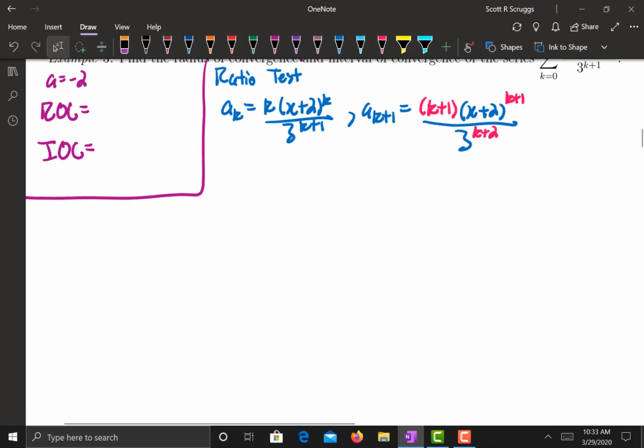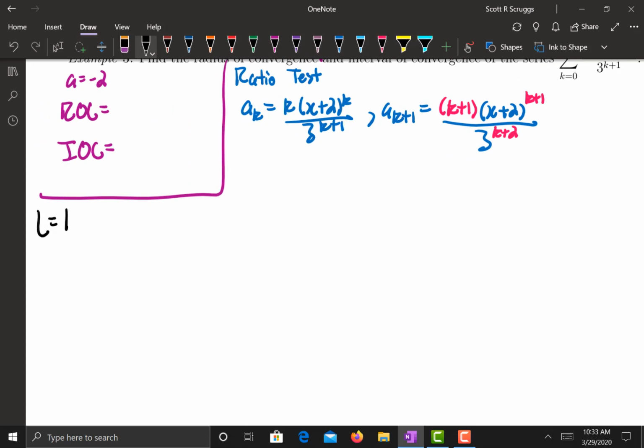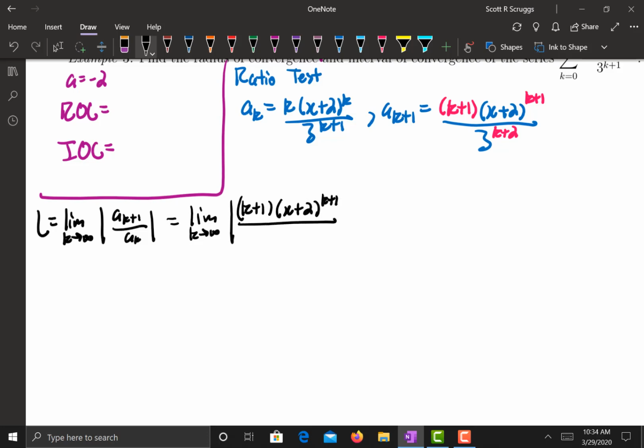All right, let's figure this out. We have L equals the limit as k goes to infinity of the absolute value of a of k plus 1 divided by a of k, which equals the limit as k goes to infinity of a of k plus 1, which is (k plus 1)(x plus 2) to the k plus 1 power divided by 3 to the k plus 2 power, times the reciprocal of a of k, which is 3 to the k plus 1 divided by k times (x plus 2) to the k power.